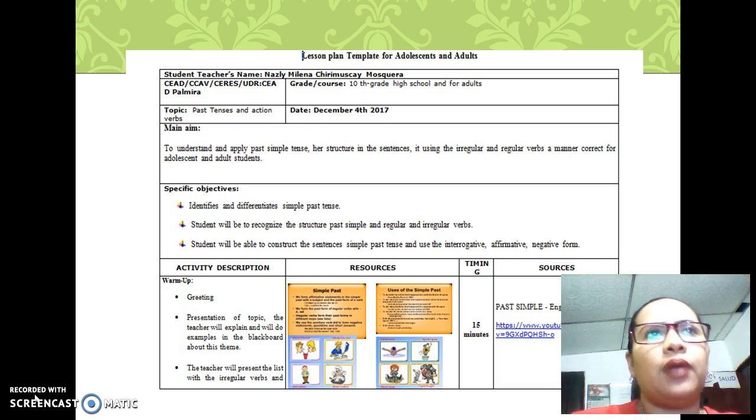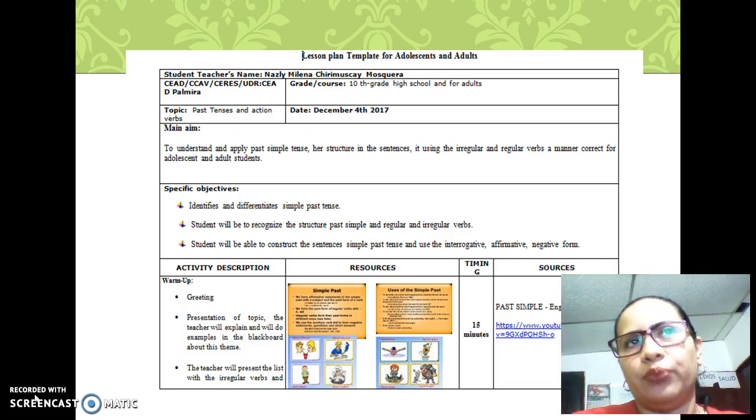The goal is to understand and apply the past tense and the structure in the sentence, with the use of irregular and regular verbs, which is important for adult students. Specific objectives: identify and differentiate the simple past tense. A student will be able to recognize the structure of the past simple with regular verbs. A student will be able to construct sentences in simple past tense and use interrogative, affirmative, and negative forms for activity descriptions.